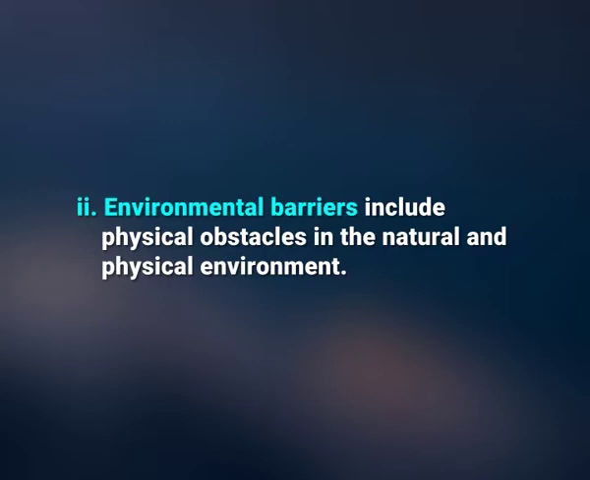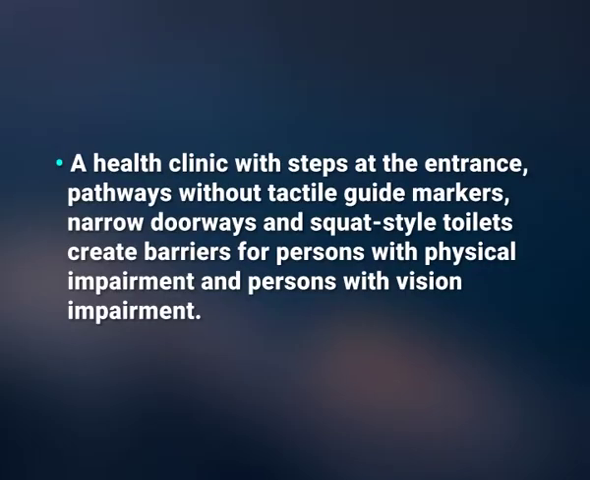This includes physical obstacles in the natural and physical environment. Now, some of the examples for the environmental barriers would include maybe a health clinic with steps at the entrance, pathways without tactile guide markers, narrow doorways, and squat-style toilets create barriers for persons with physical impairment and persons with vision impairment. A few more examples of the environmental barriers are a steep hill leading to a school, a bus without a drop-down platform, a toilet without a railing to hold on to, noisy classrooms and dimly lit learning spaces.